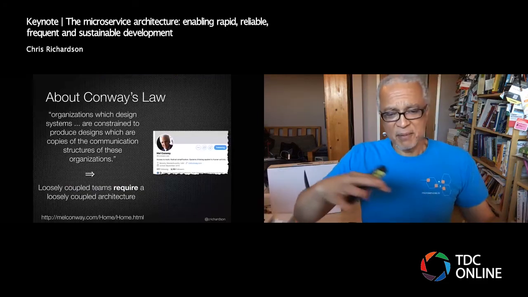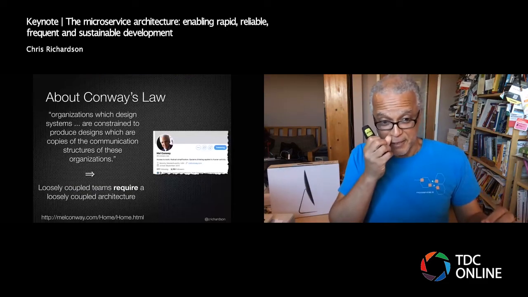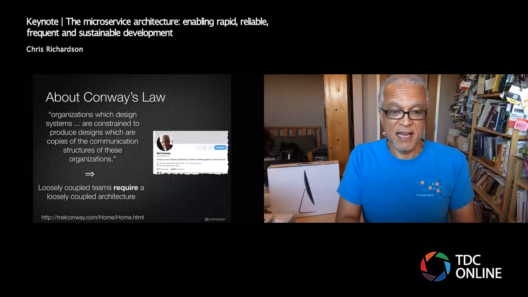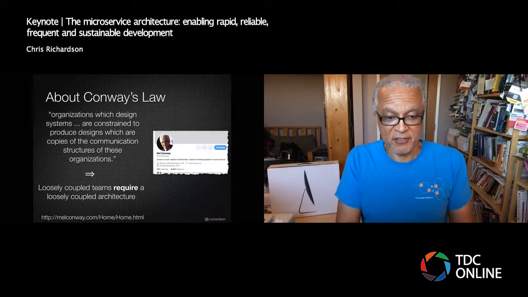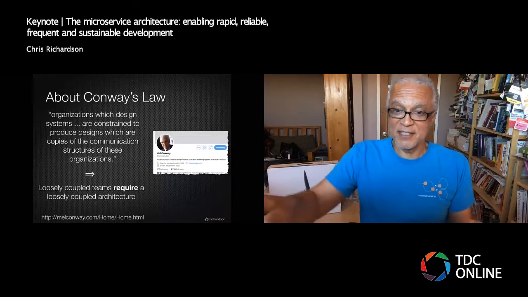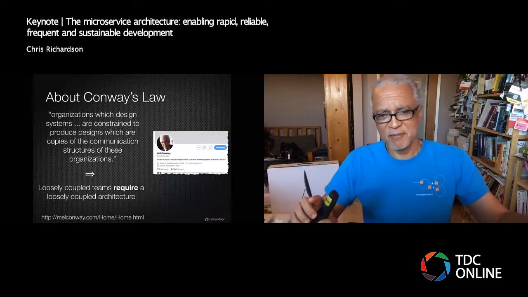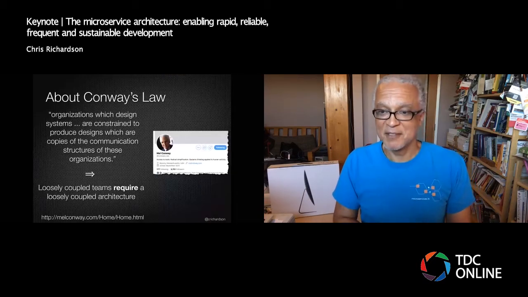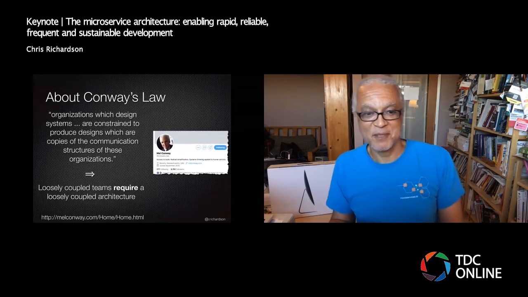And one implication of Conway's law is that if you want your teams to be loosely coupled, then you need to have a loosely coupled architecture. And that's a really critical point. And interestingly, even though this law is from quite a long time ago, Mel Conway actually has a Twitter account, and he has some really interesting things to tweet. So go follow him.